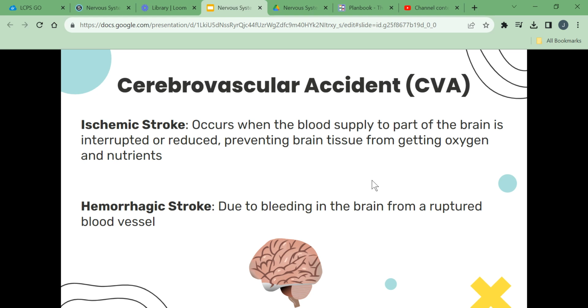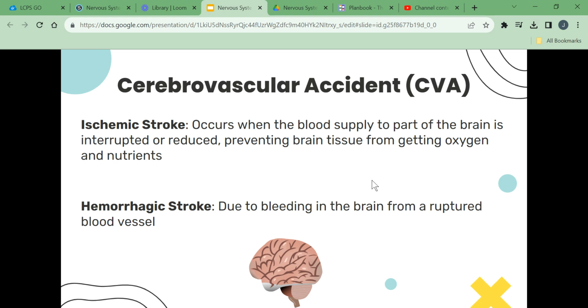An ischemic stroke occurs when the blood supply to part of the brain is interrupted or reduced, which prevents brain tissue from getting oxygen and nutrients. A hemorrhagic stroke occurs due to bleeding in the brain from a ruptured blood vessel.